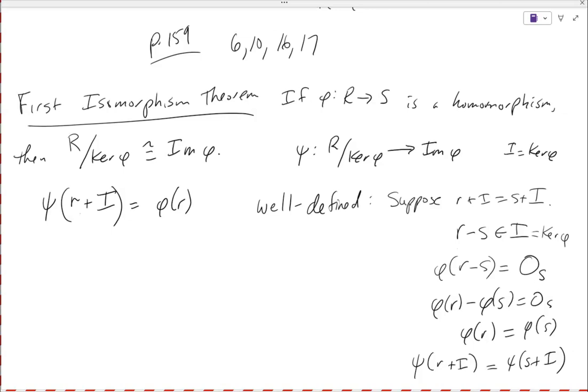Okay. All right, so we have a function. It's well defined. We have a function. Now we need to show that it's one-to-one, onto, and operation preserving. Well, how do you show something is one-to-one? What do you start with?